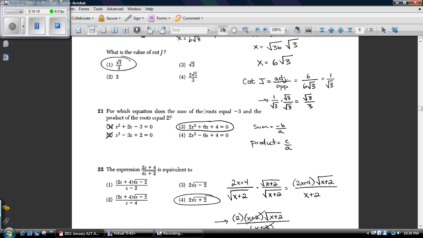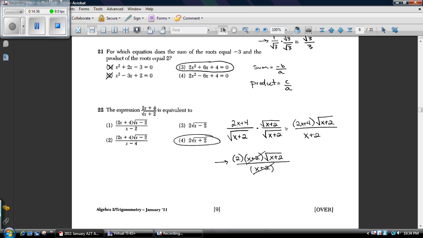For which equation does the sum of the roots equal -3 and the product equal 2? Okay, so this is a formula. The sum of the roots is -b over a. The product is c over a. The first number is a, the second number is b, the third number is c. Just plug that in, find out which one makes the sum equal to -3 and the product equal to 2. Use your calc.